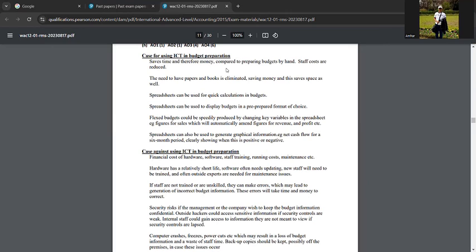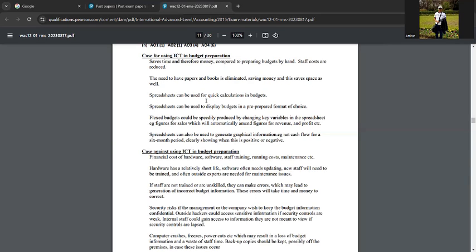Did you understand that? Yeah, I understand that. Okay. And when we are using ICT, the need to have papers and books is eliminated. So we don't need to record the budgeted figures in books, in papers. We don't need to do all that. We can do it by ICT, by computer itself. So it will save money, and this will save space also, because rather than keeping books and papers, that will save space also.